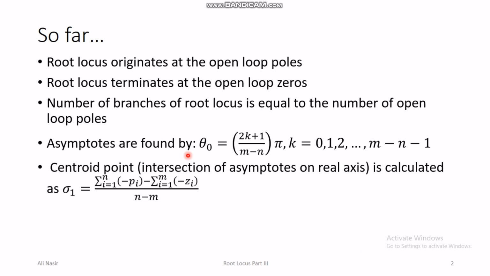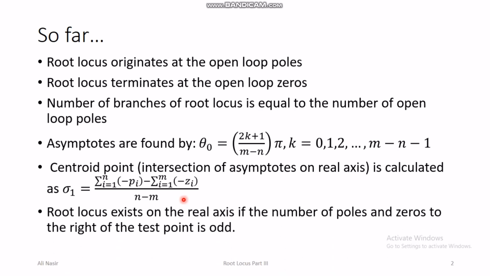Okay, so the next rule that we studied last time was that the centroid point or center of gravity, you can call it center of gravity or you can call it the intersection point of the asymptotes on the real axis. This is calculated by using sum of all pole locations minus sum of all zero locations divided by the relative difference between poles and zeros. We also looked at the examples of calculating sigma 1 in the last lecture.